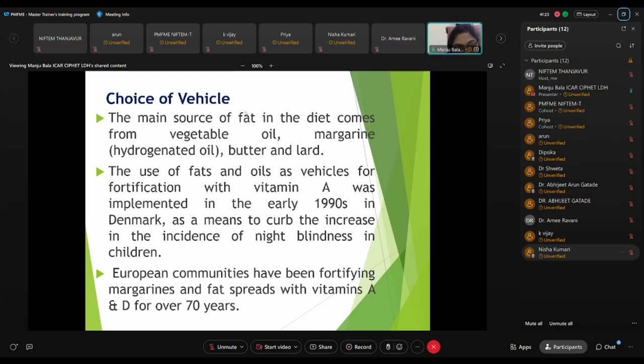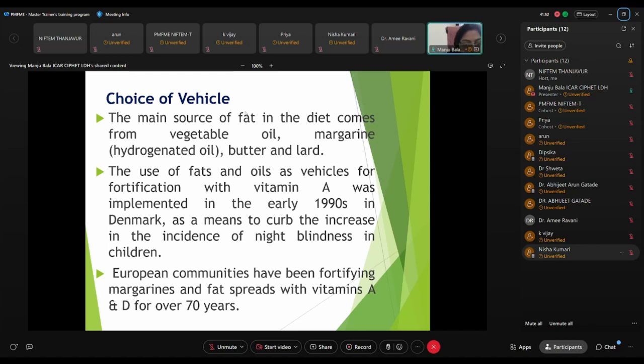As we all know, for iodine, our salt is a very good carrier, and it is reaching the masses. That is why iodine was added in the salt. If we want to fortify vitamin A or D and give it to the masses, then we have to choose a good vehicle or carrier. For these, oils are the best carrier.